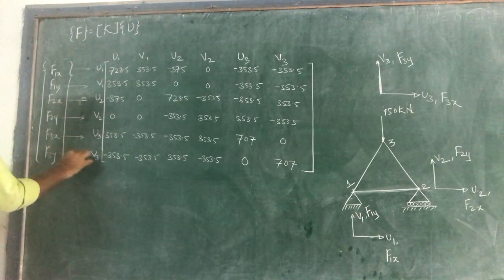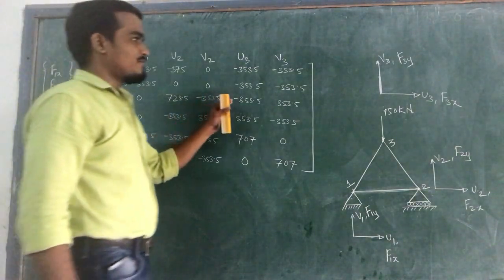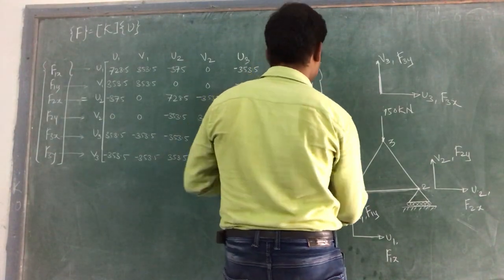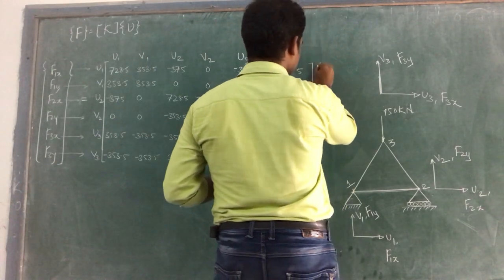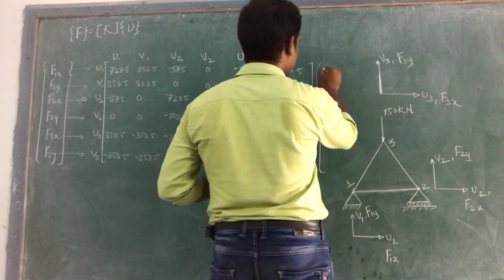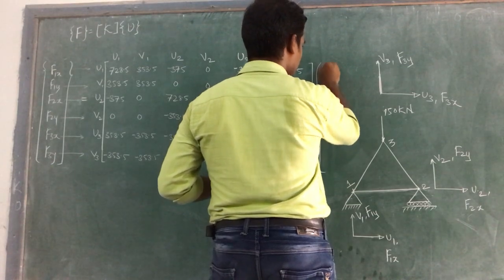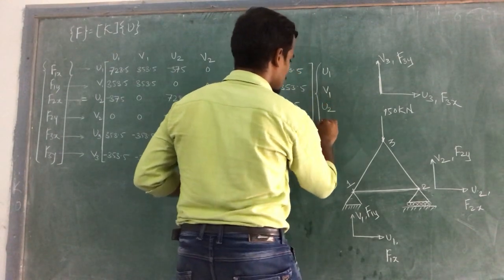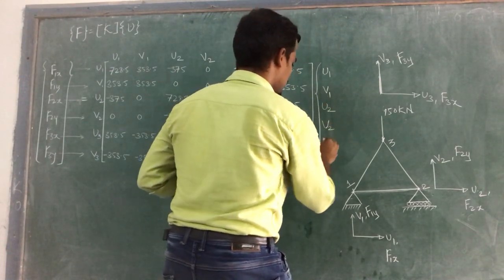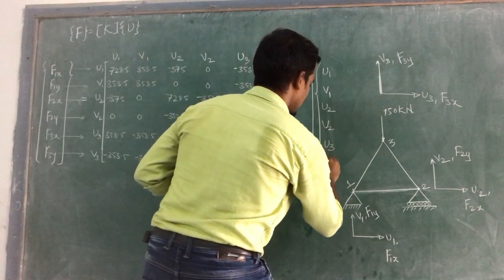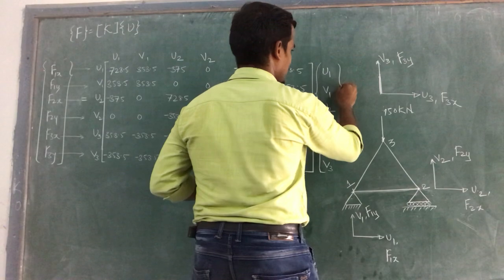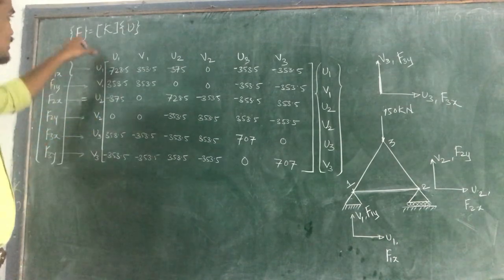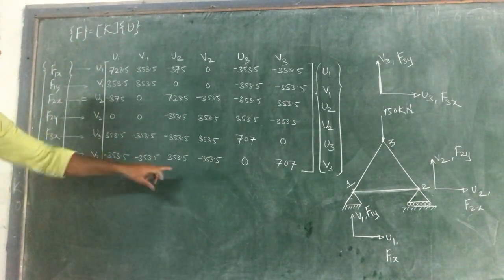Similarly, we need to construct our displacement vector. Using these three nodes, we can construct our displacement vector as U1, V1 for the first node, where we know there are two displacements; U2, V2 for the second node; and U3, V3 for the third node. Okay, so in this way, you can construct your force and displacement relationship by using this global stiffness matrix.